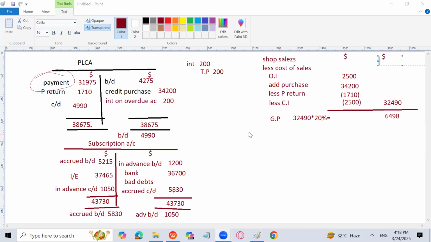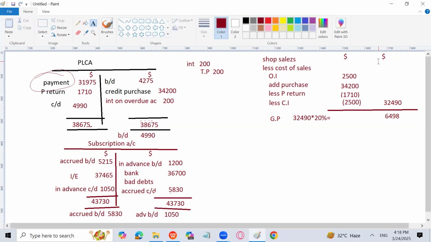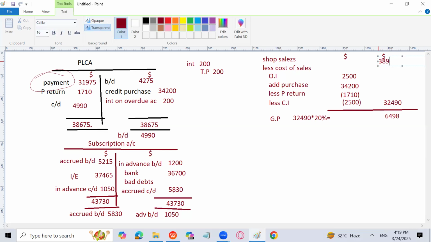That is 38988. Okay. So the shop sales are going to be 38988. So this is how we have calculated the shop sales. Now, if you want to go further, you can prepare the income and expenditure account.